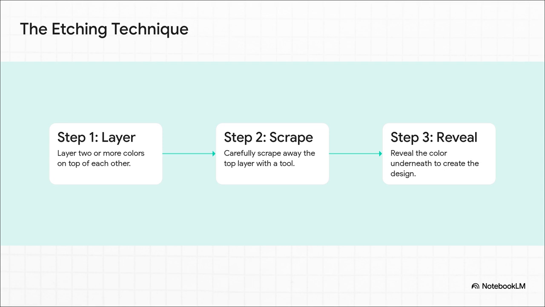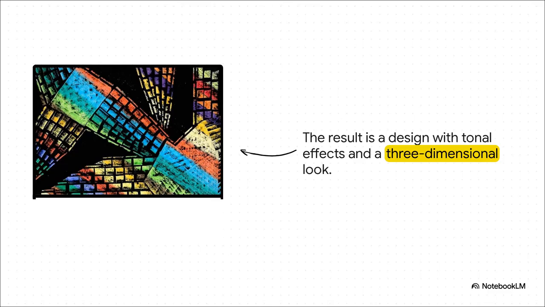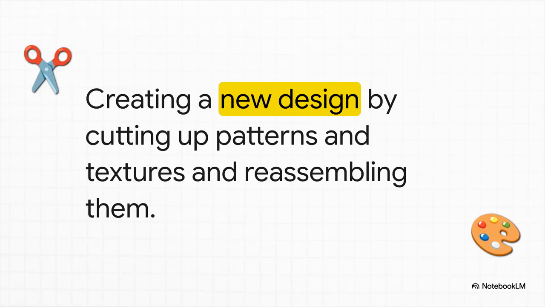An artist starts by painting layers of color, one on top of the other. Then, with a blade or a scraper, they carefully scratch and etch away parts of that top layer to reveal the color hidden underneath. And the result is just stunning. By revealing that color hidden beneath the surface, the design gets this incredible texture and a real sense of depth. It's not just a flat pattern anymore. It almost feels three-dimensional.